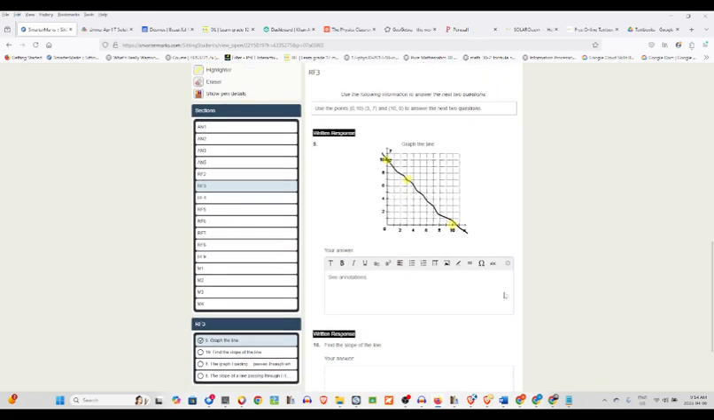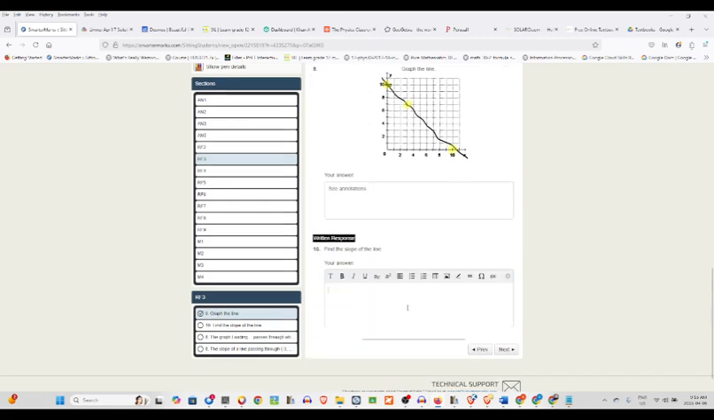Now find the slope of the line. Well, if we look at our first and last points, the change in y is negative 10, the change in x is positive 10. Negative 10 over 10 is a negative 1.